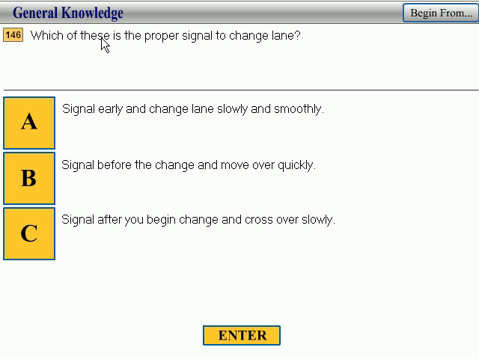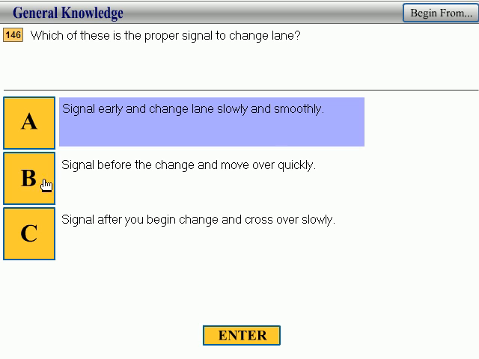146. Which of these is the proper signal to change lane? So it's asking for the proper signal. That means two of these are not proper. The other two are improper. So signal early and change lane slowly and smoothly. That seems pretty logical.